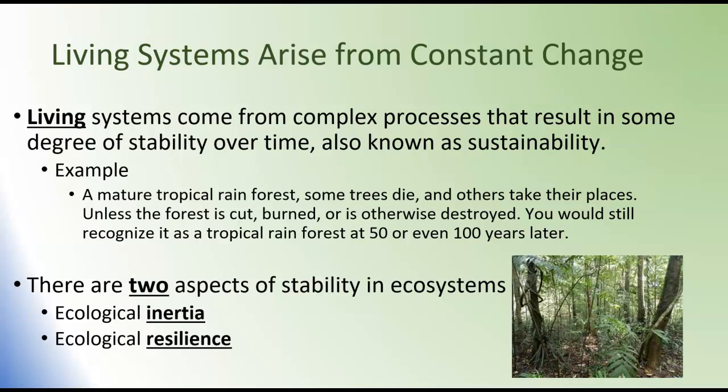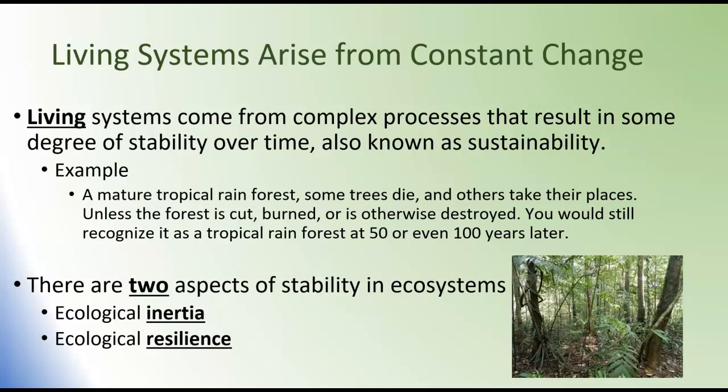Living systems basically are going to arrive from this constant change. Living systems come from complex processes that result in some degree of stability over time, and that's known as sustainability. And that's really the goal of environmental science, to get us, the Earth, to a point where we could sustain our human population indefinitely. That's not a track that we're on right now, but it's something that we as humans need to work towards, so the resources are available for many generations to come, or indefinitely.